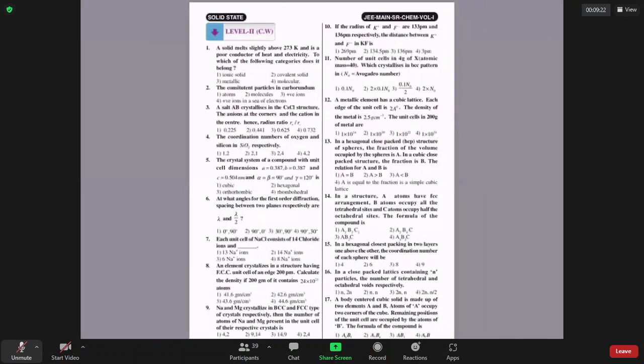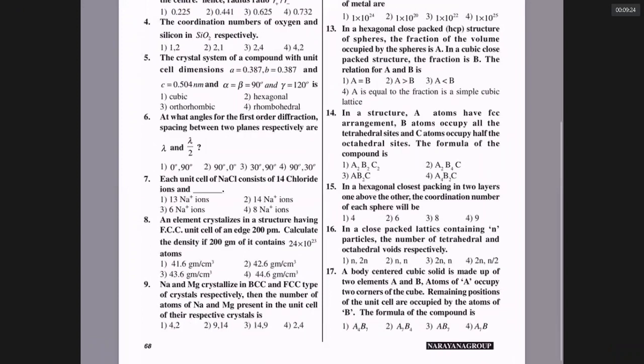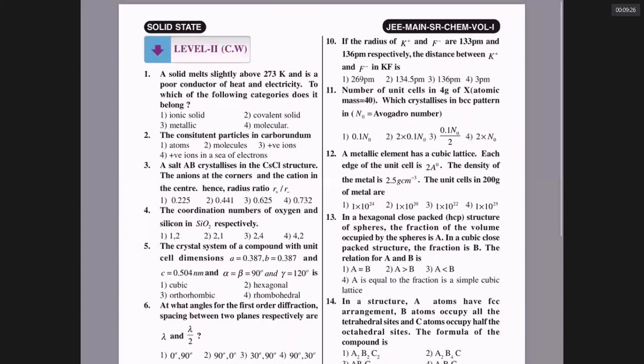So if possible, also look at 1 or 2 problems on page 68, if you can.